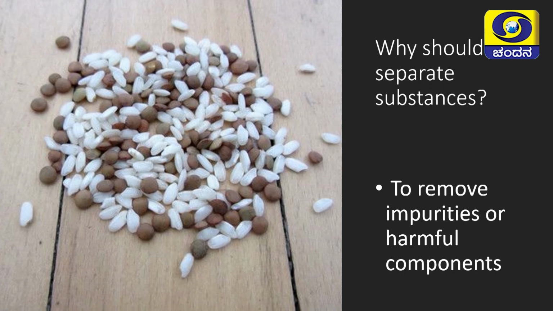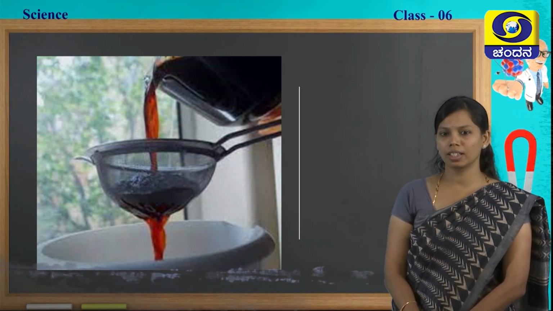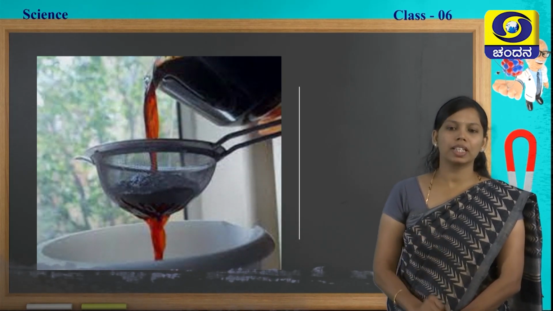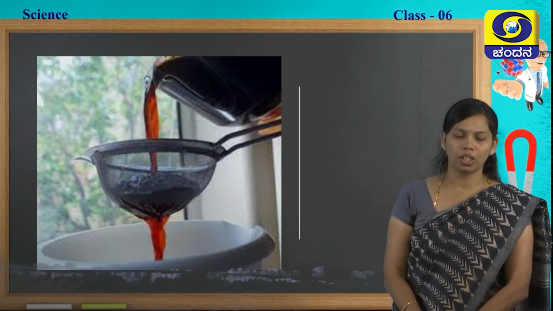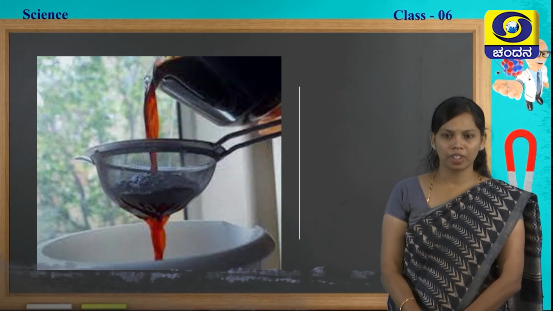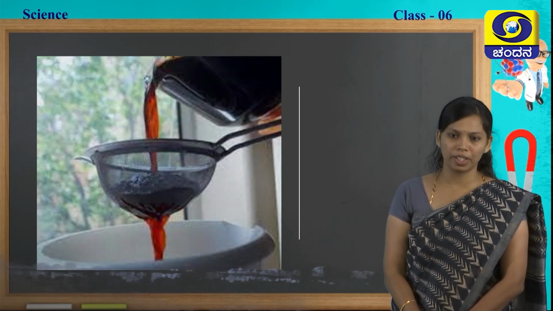Now we shall see another instance. Look at the picture now. What is that? It is separating the tea leaves from the liquid tea using the strainer. Why should we do like that? Why can't we drink in the same way? We can't eat the tea leaves, isn't it? Because it is a non-useful component.